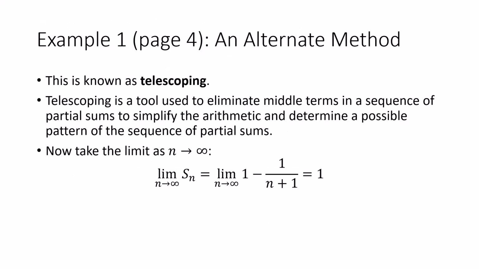This is known as telescoping. Telescoping is a tool used to eliminate middle terms in a sequence of partial sums to simplify the arithmetic and determine a possible pattern of the sequence of partial sums. Now, we can take the limit as n approaches infinity of this description of the partial sums, and we still get 1.